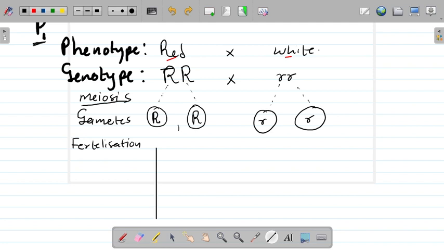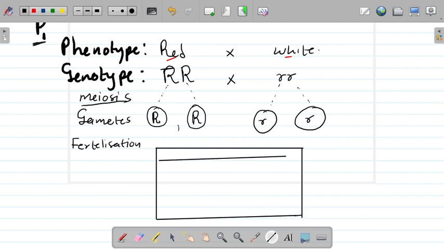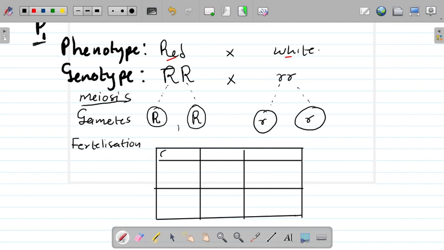fertilization. So for fertilization, I use what we call the Punnett square. I prefer the Punnett square over the other cross. So you draw your Punnett square there. Almost done. There's my Punnett square. Then you say these are your gametes. Big R, big R. Then small r, small r. Then you go and cross them.